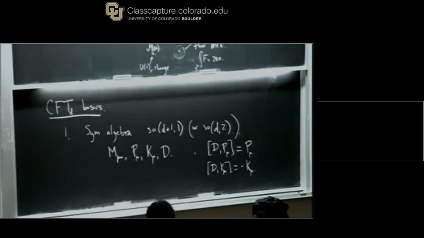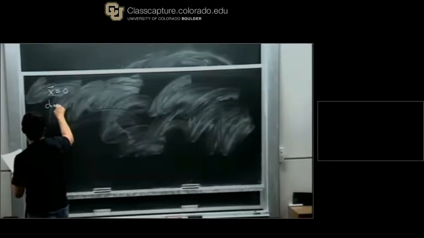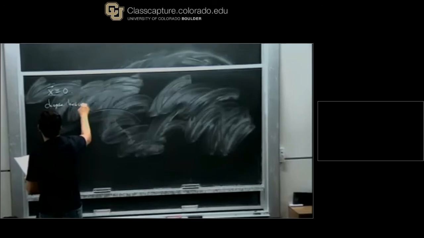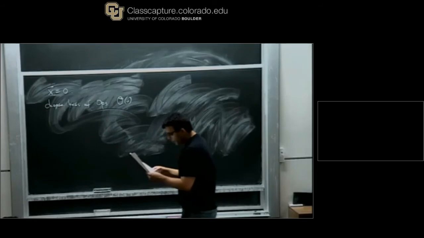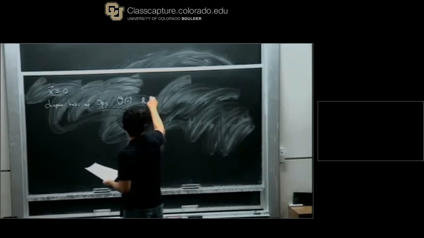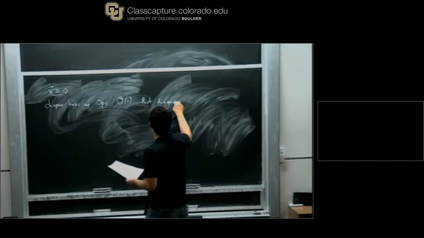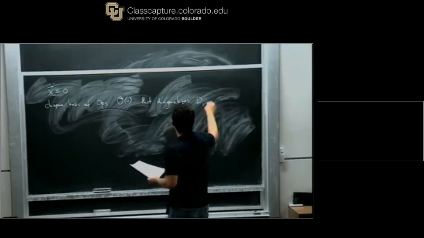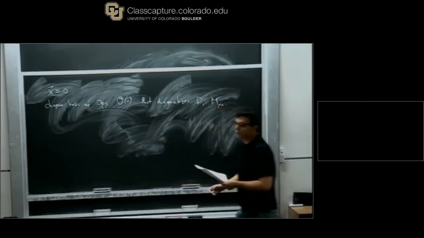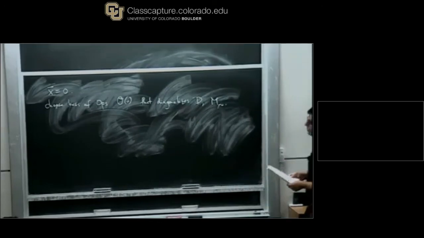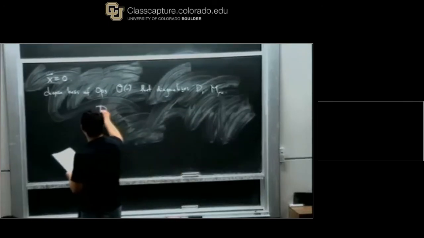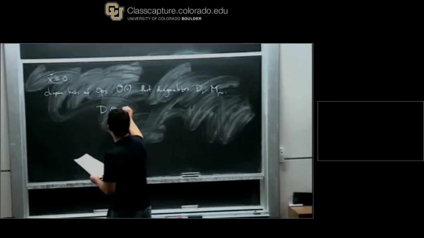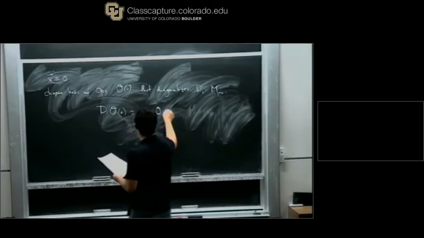So we can choose a basis of operators O of 0 that diagonalizes D and M mu nu. Since they commute, they're simultaneously diagonalizable. What that means is that D acting on the operator at 0 is some eigenvalue times the operator at 0.